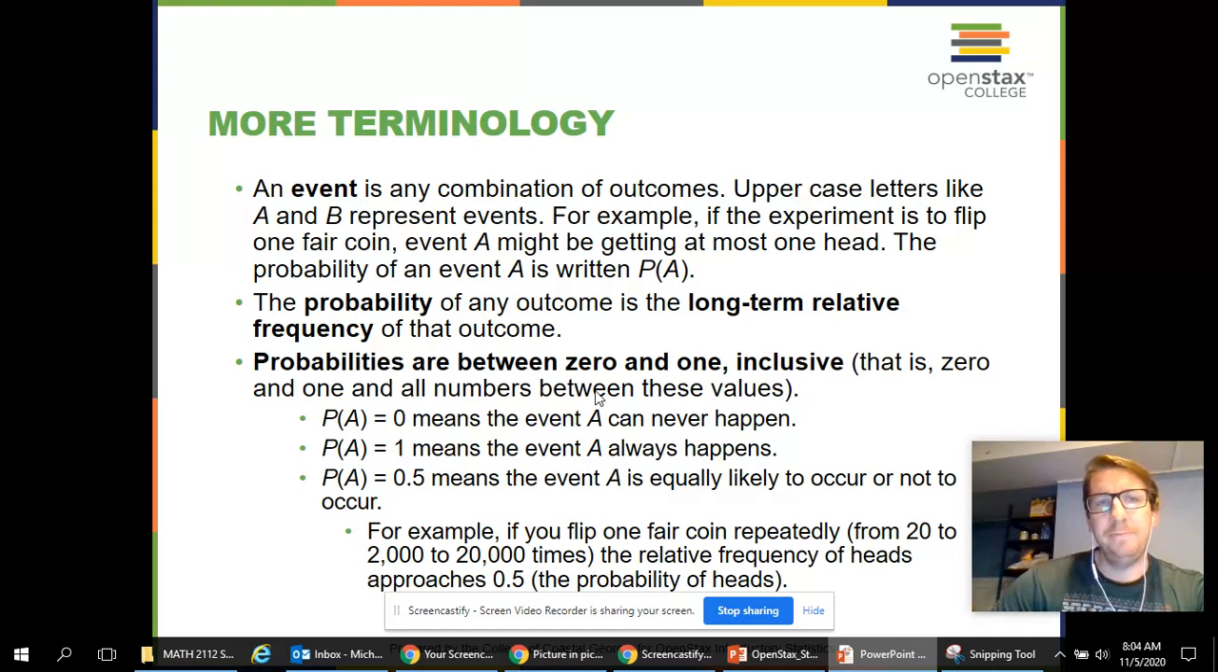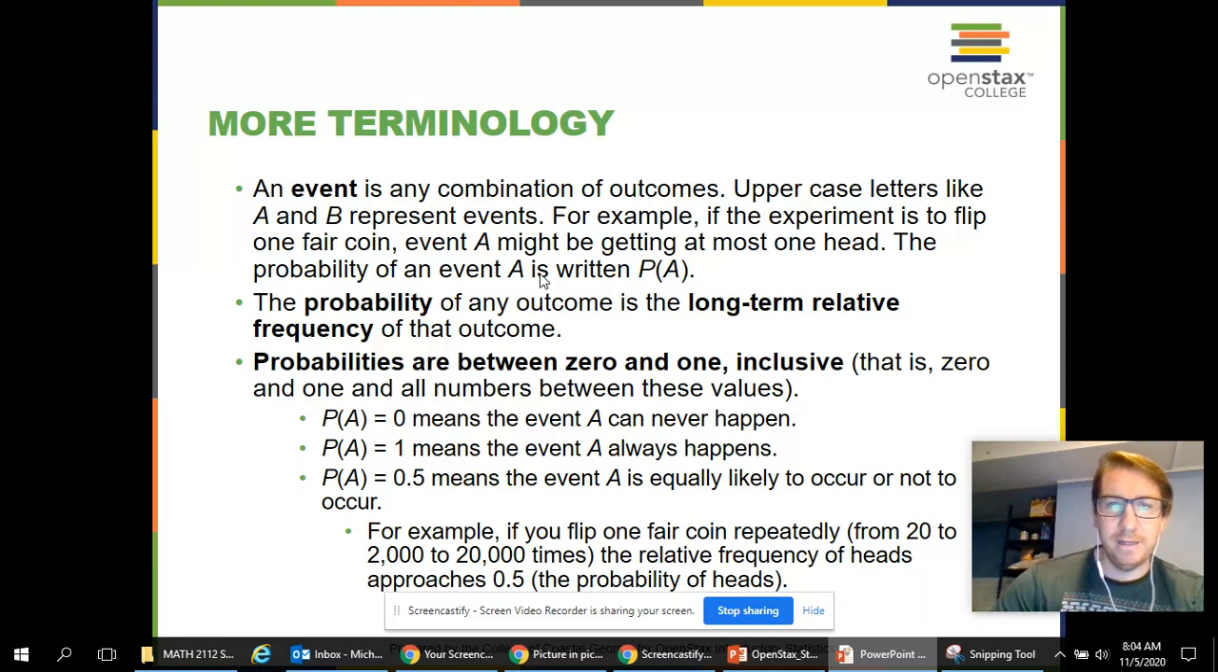If we have an event that's a combination of outcomes, we're going to be using letters like A and B to represent the events. So down here we have event A, and event A is getting at most 1 head. To write the probability of an event, we're going to use a capital P with the event after it. So we put in parentheses what we want to happen. P(A) stands for the probability of A happening.